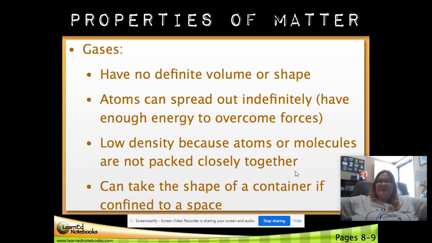Water vapor doesn't just stay here on the ground. It goes up to make a cloud. Gases have a low density because the molecules are so spread out. Like I can't have a pencil and drop it in. The air's not going to hold a pencil, y'all.